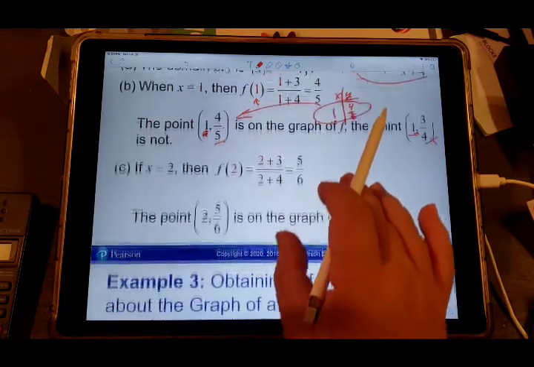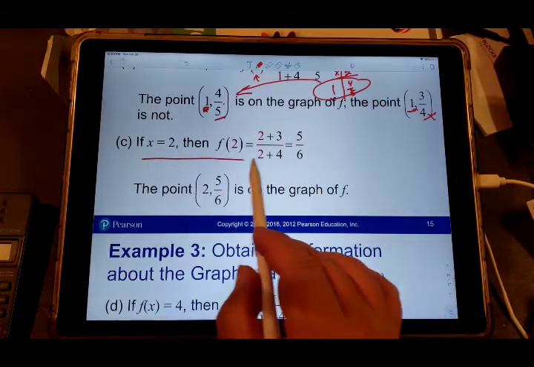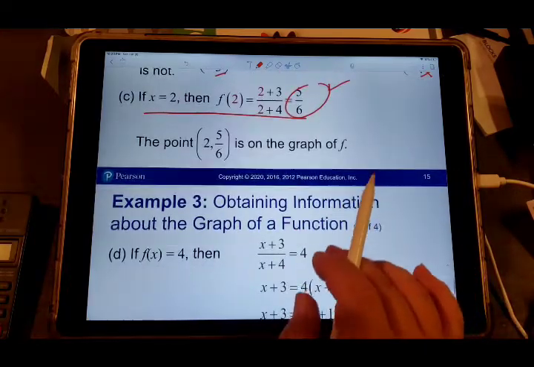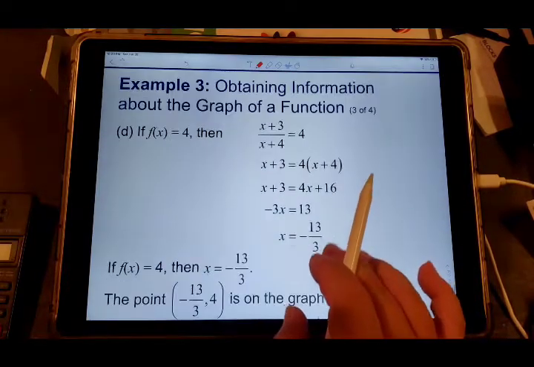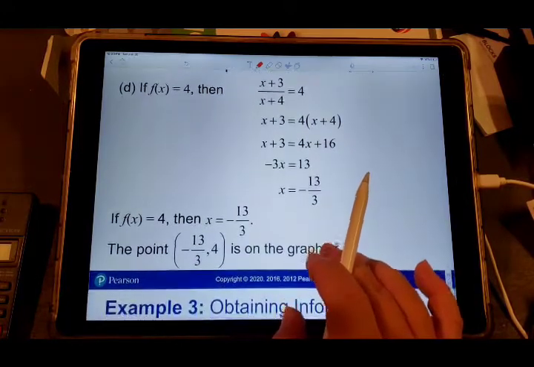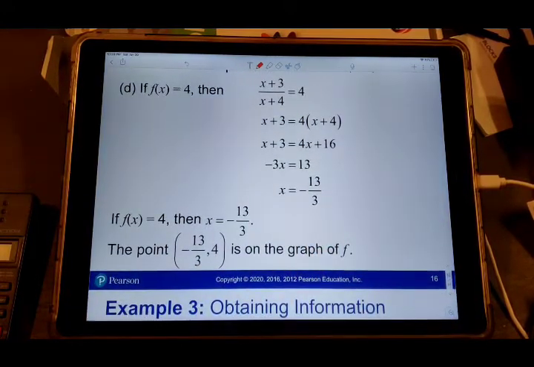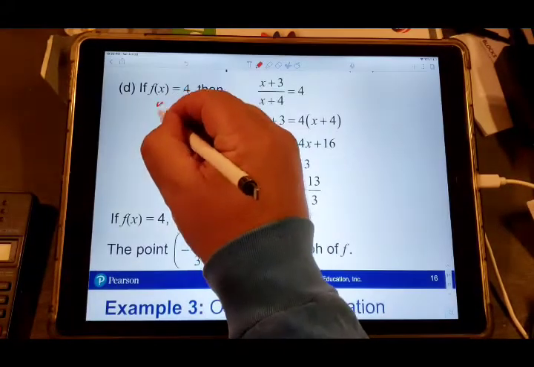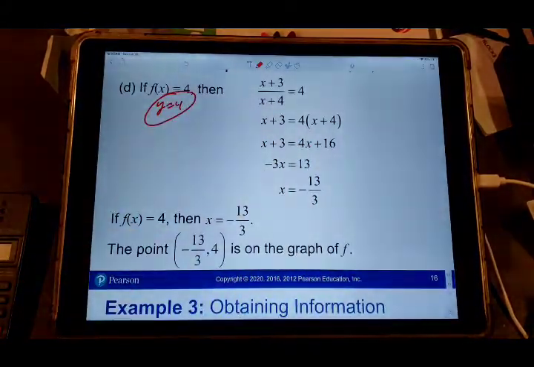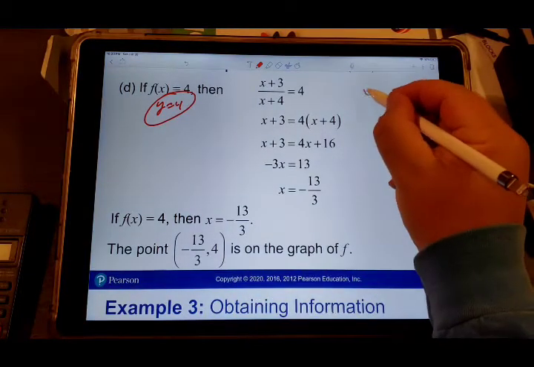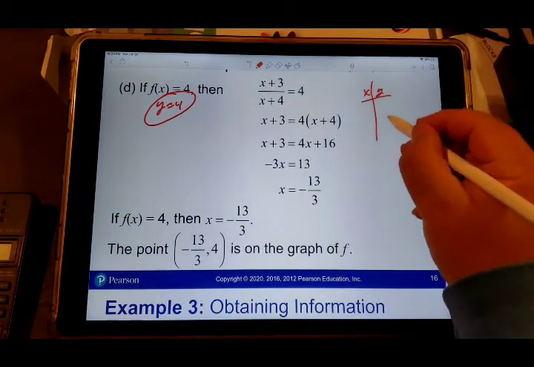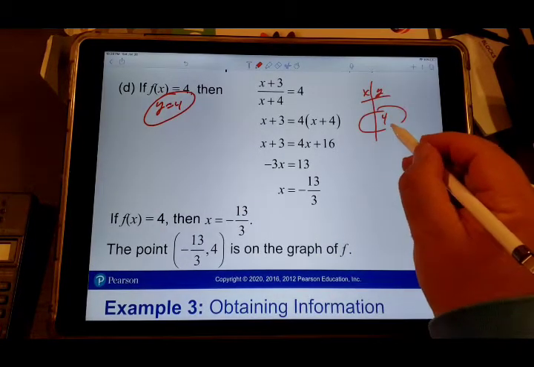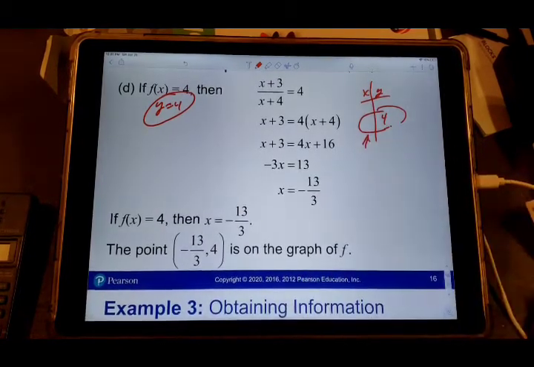So we know that. If x equals 2, they just did f of 2, right? Substitute it in. If x equals 4. Now they're not saying x equals 4. They're saying if y equals 4, what's the value of x? Okay, so that would be like having this as your starting table. You're picking your y value, and you have to calculate your x value.